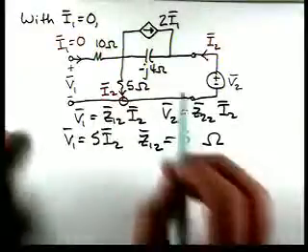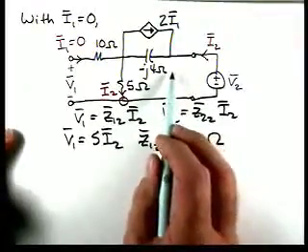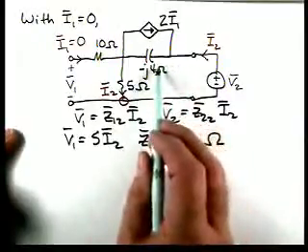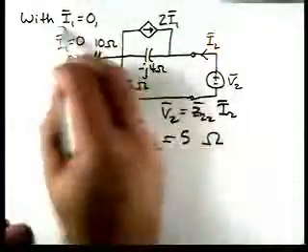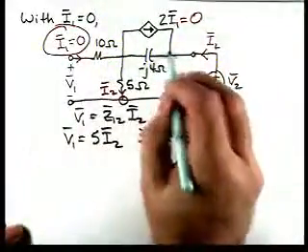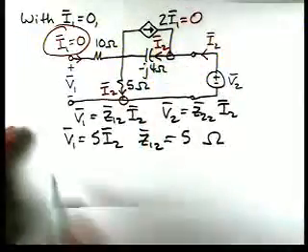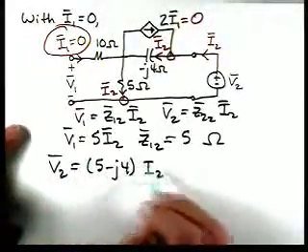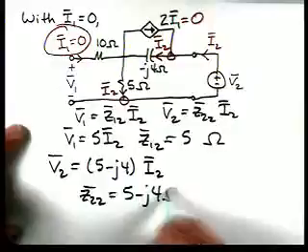And then if we come around this loop, we know I1 is equal to 0. So this is equal to 0. So then this tells us that I2 is the current there. So then V2 is 5 minus J4 times I2. So then Z22 is 5 minus J4 ohms.